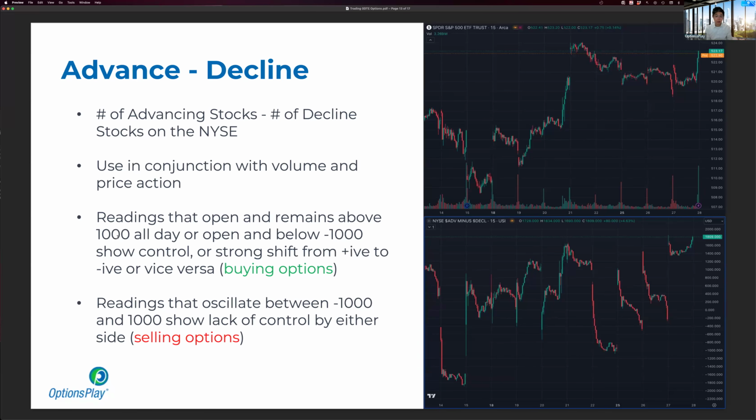There's also a cumulative advanced decline where basically you take the values of each day and you keep adding to it and you get this continuous advanced decline line. That's not what you're looking for. You're looking for the intraday version, which resets every single day.